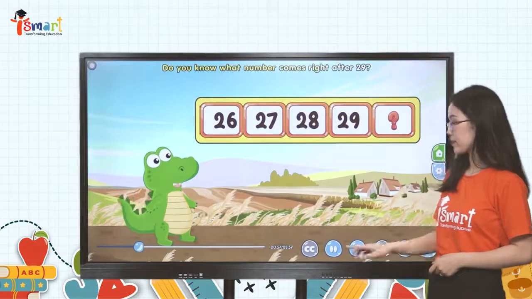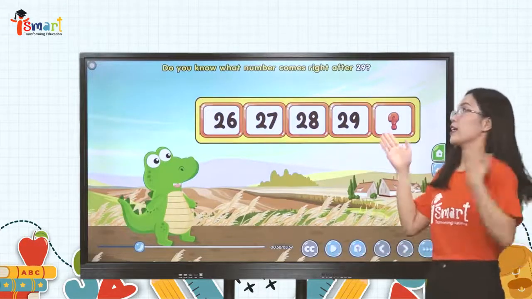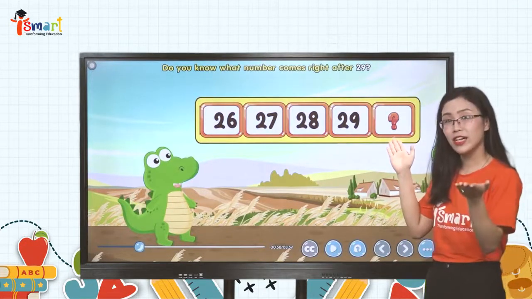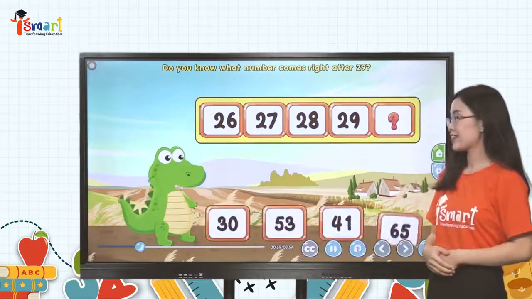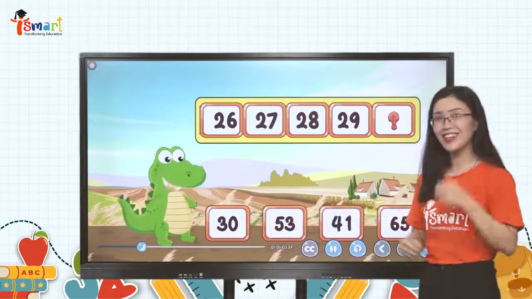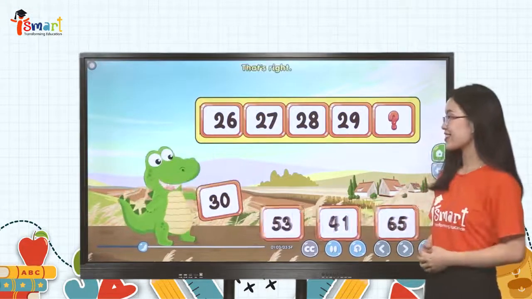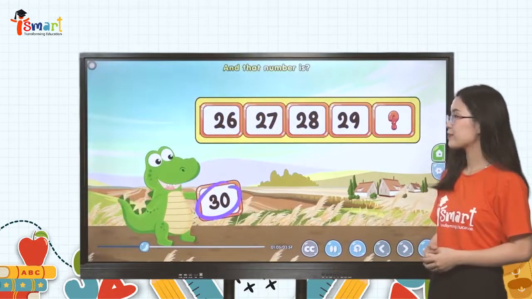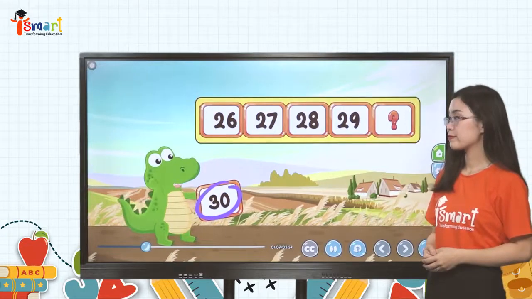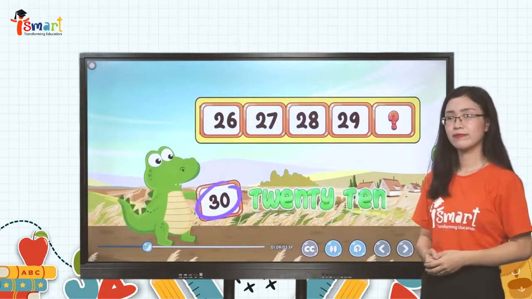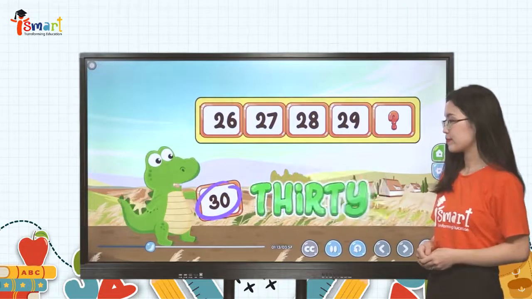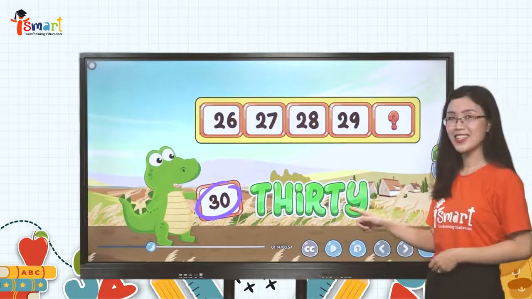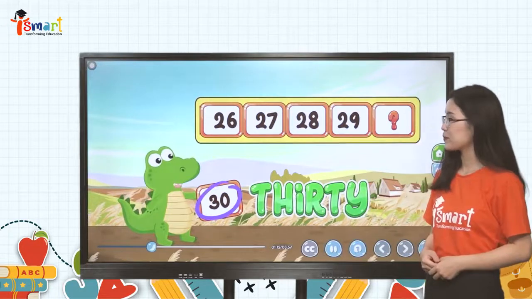Do you know what number comes right up? Can you tell me what number goes here? Yes. The 29. This one. That's right. And that number is 2010? Haha! It's not 2010. 30. 30. That's right.